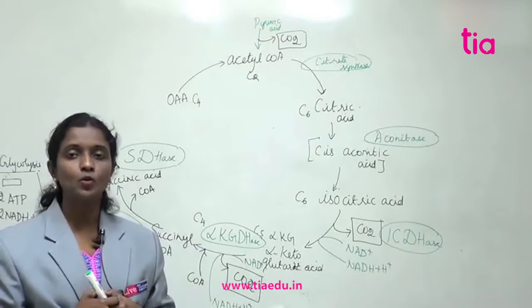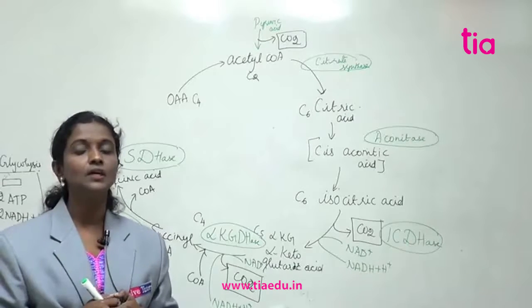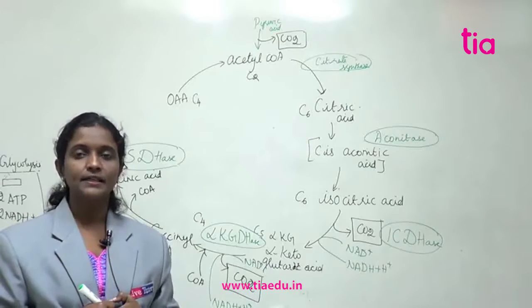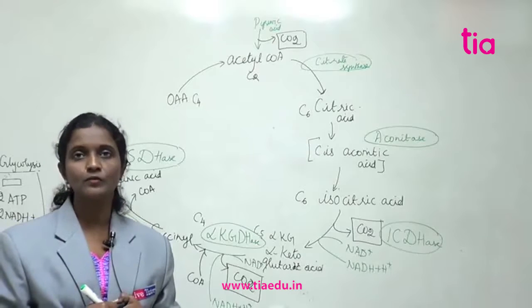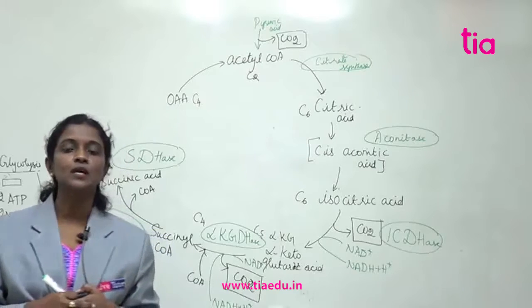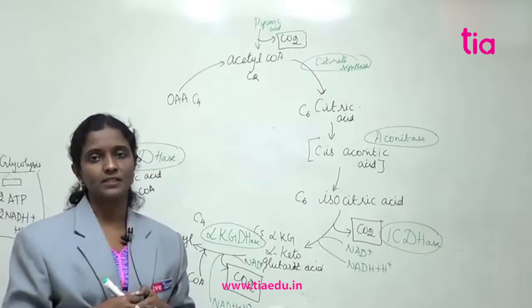But this time it is not going to be the NAD which is going to come and take up the hydrogens. Instead, it will be the FAD, flavins. They are also vitamin B. Okay, most of the coenzymes belong to vitamin B complex.